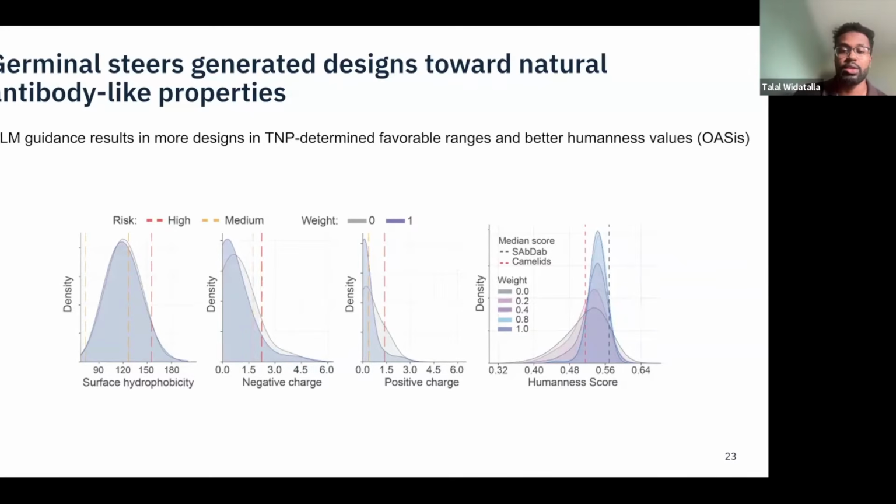And then on the right, we look at the humanness score. This comes from the OASis model, which is essentially scanning for nimers in the sequence and computing the similarity to the Observed Antibody Space, which is a large database of antibody sequences. And we see as we increase the weight of IGLM, we get better humanness in our designs.